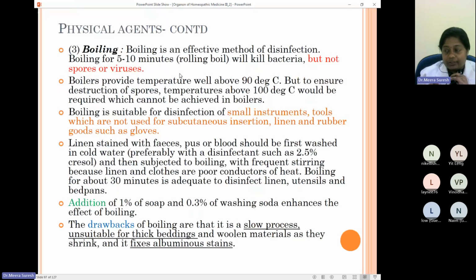That's when we actually switch off, if we are boiling the water on the gas stove or the electric stove, when the bubbles are coming out. That is considered as the boiling point. But from then, we continue the boiling process for 5 to 10 minutes. That is actually called the rolling boil, and that can kill bacteria, but not the spores or viruses, even then.